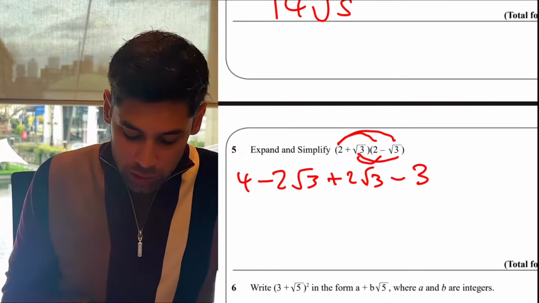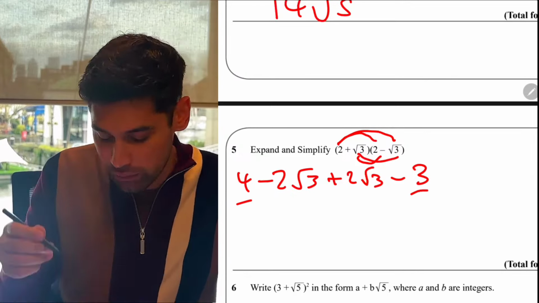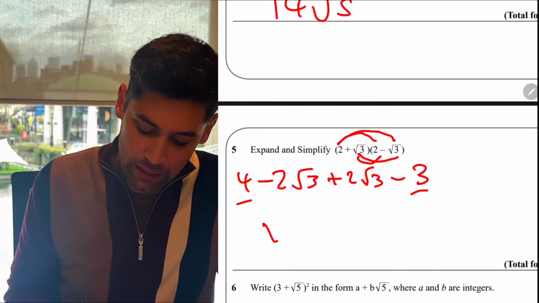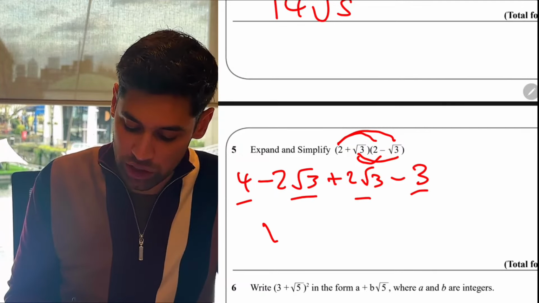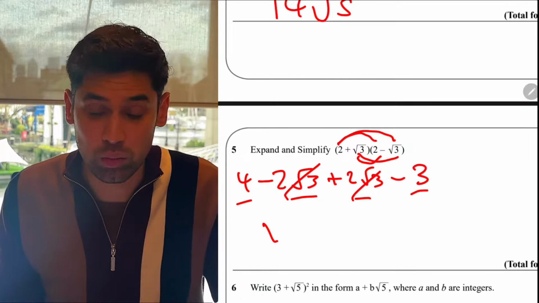And then we just collect like terms. So the 4 goes with the negative 3 to create 1. And the minus 2 root 3 plus 2 root 3 just cancels out. So the answer is actually just 1 with this one.